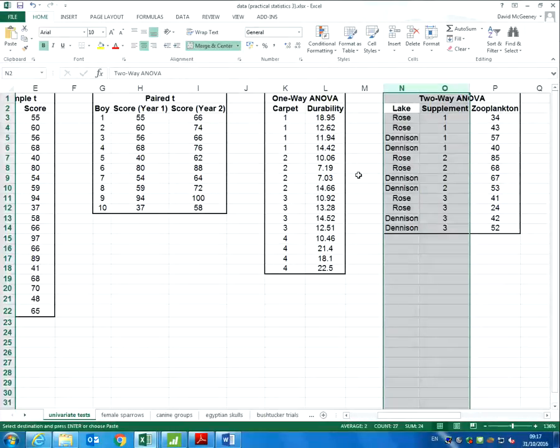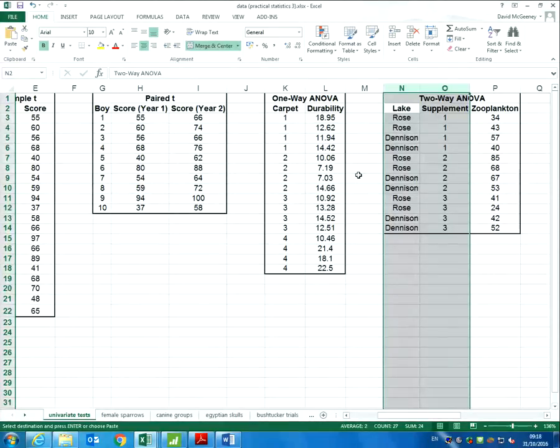How many levels does lake have? 2. Rose and Denison. How many levels does supplement have? 3. Why is this test called two-way ANOVA? Because there's 2 factors. Okay, so if you had 3 factors, you can do 3-way ANOVA. 4 factors, 4-way ANOVA. But really, beyond that point, okay, after 2-way ANOVA, we just say it's a designed experiment.